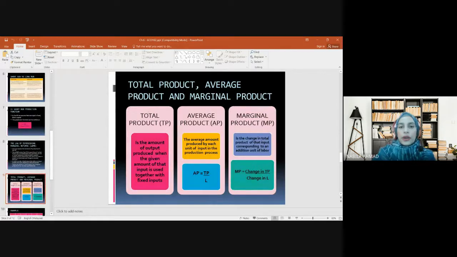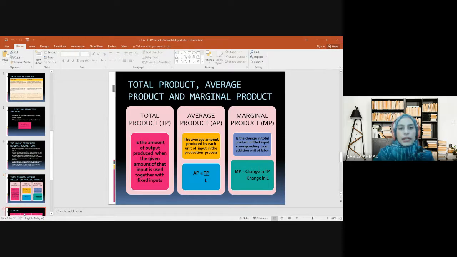Right. So in the short run, there are three concepts: total product, average product and marginal product. So what is total product? It is the amount of output produced when the given amount of that input is used together with fixed input. Maknanya, it is basically the output lah. Berapa banyak output dapat dihasilkan oleh number of worker. Average product is the average amount produced by each unit of input in the production process. So average product adalah total product bahagi labor. Marginal product is the change in total product of that input corresponding to an additional unit of labor. So marginal product adalah change in total product divided by the change in labor, right?